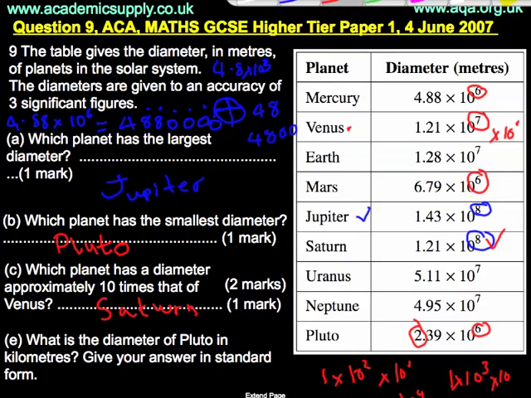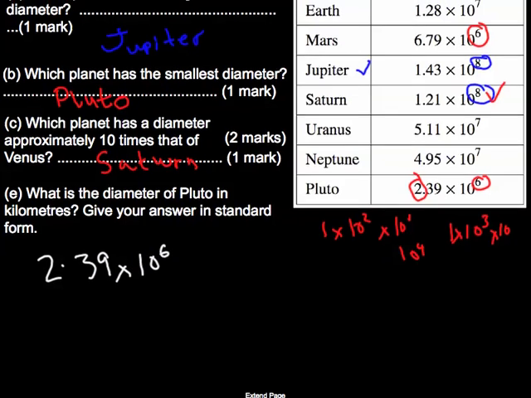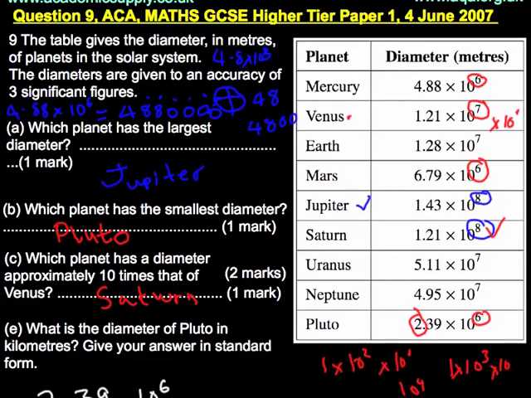What is the diameter of Pluto in kilometers? Give your answer in standard form. Well, I'm going to extend the page a bit here. Pluto, right, let's have a look. We got 2.39 times 10 to the 6. Well, just go back up here. What did we have here?